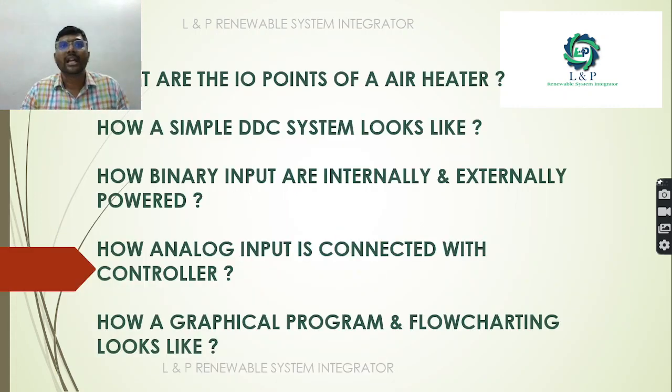So what are the things that we are going to discuss today? What are the IO points of an air heater? Okay, how a simple DDC system looks like, and how a binary input is internally and externally powered. Okay, how an analog input is connected with the controller, how a graphical program and a flow chart look like.